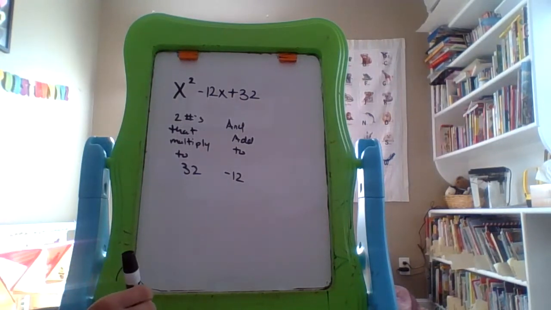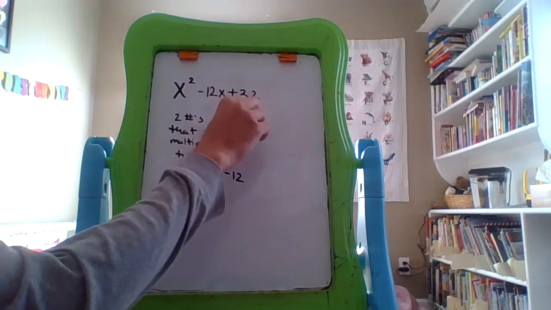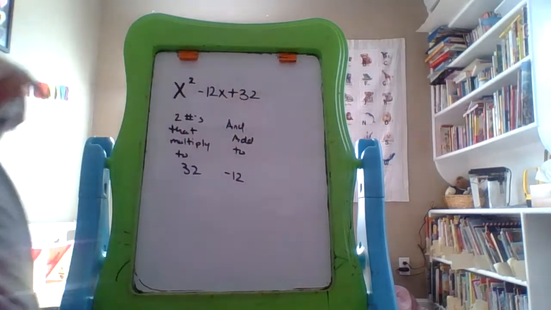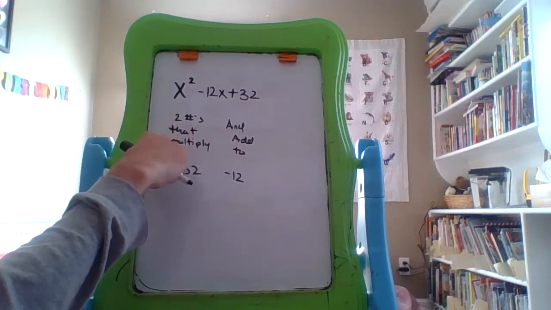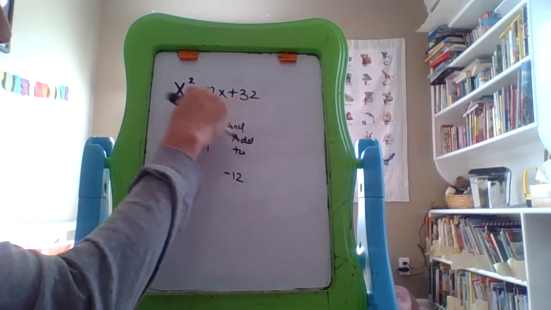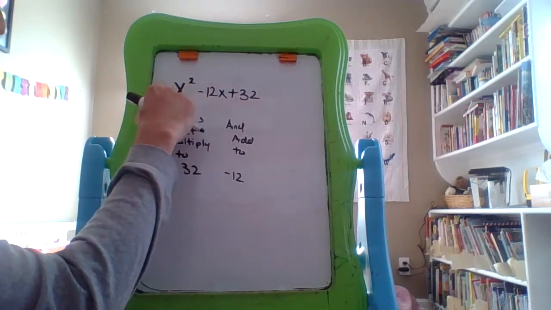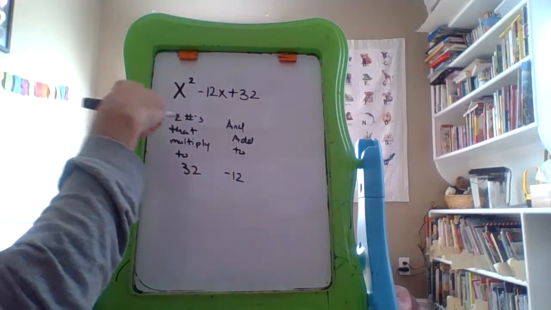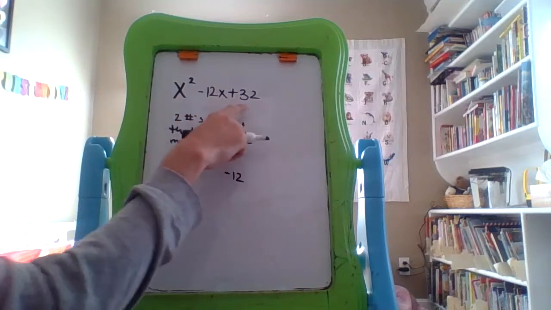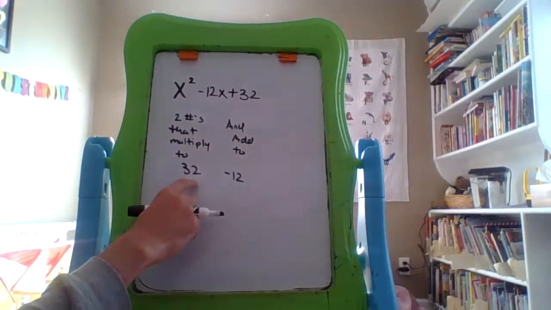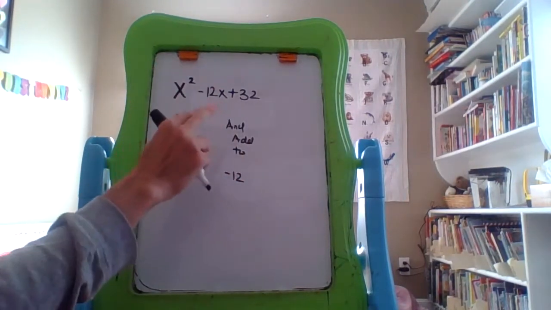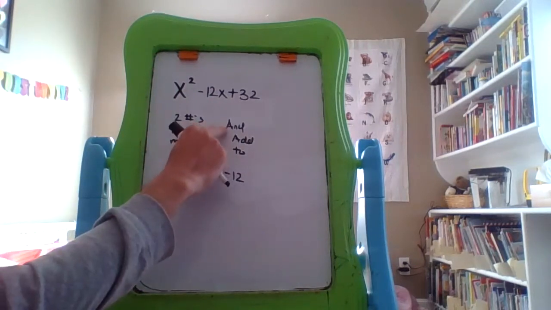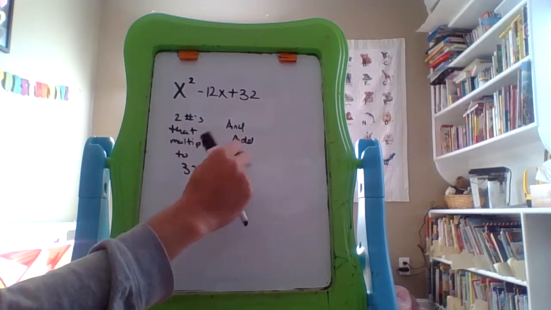The first thing I think is the most important is to think about the constant term, which is 32. And we need to think of two numbers that multiply to 32. So whenever you have a trinomial like this and the a is equal to 1, which in this case it is, you're looking at that constant term and saying what two numbers multiply to 32. You then look at this middle term right here, the negative 12x, and these two numbers that multiply to 32, they also need to add to negative 12.